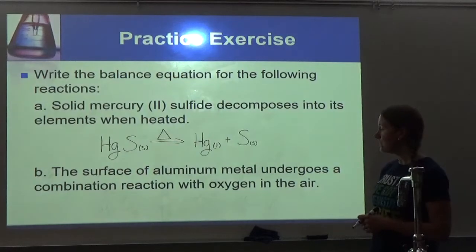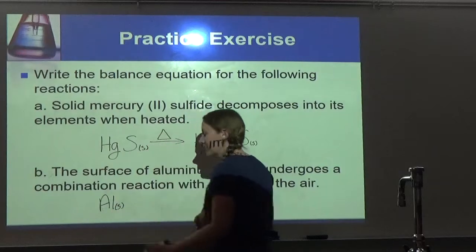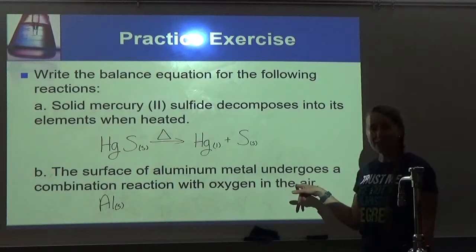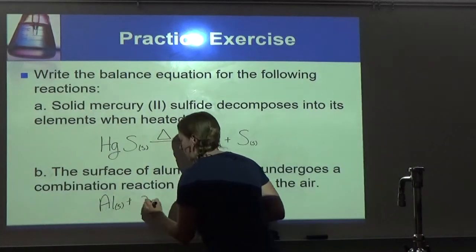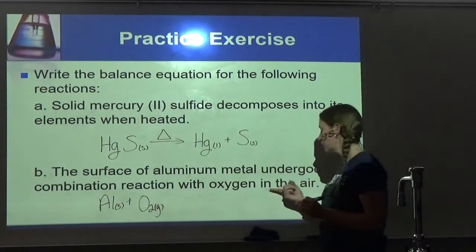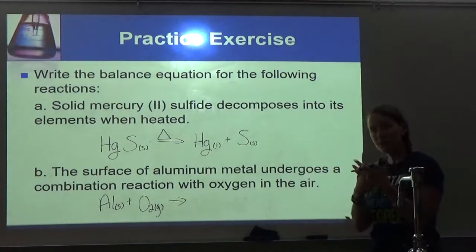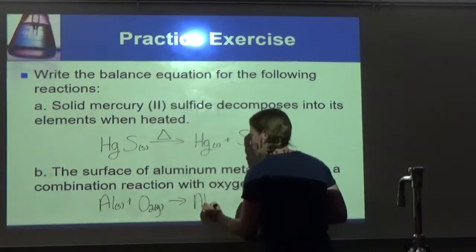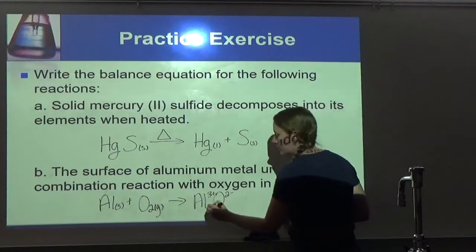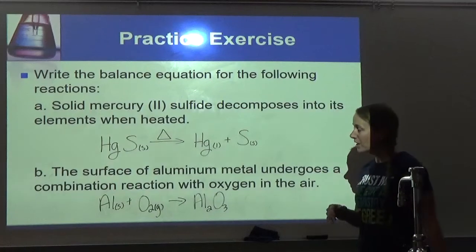Part B, it says the surface of aluminum metal, so aluminum is Al, it's a metal, so it's a solid because it's not mercury, undergoes a combination reaction with oxygen in the air. So I'm going to put plus, oxygen is a diatomic, so I'm going to put O2, and it's in its gaseous form because it says in the air. So I'm going to bond them together, so I need to make sure to balance my charges. So aluminum has a positive 3 charge, oxygen has a negative 2 charge. So that means I need a 2 here and a 3 here. I'm going to get rid of my charges.